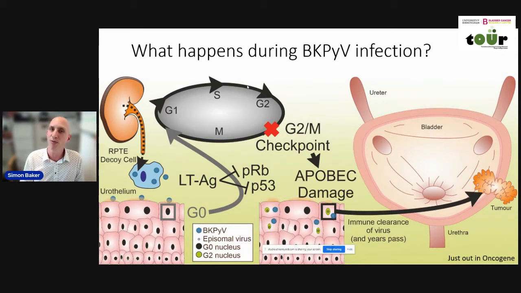But these aren't truly proliferative cells. They become arrested at the G2M checkpoint. And they become arrested there because they've got DNA damage. We don't know for sure, but this is likely to be at least partly Apobec-induced DNA damage.